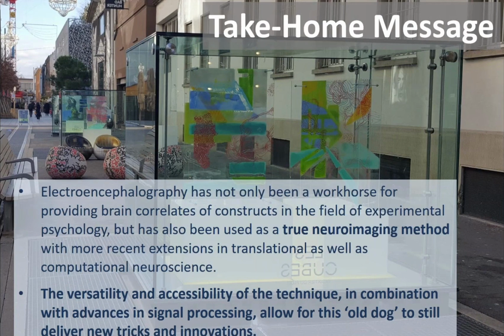So EEG has been a workhorse in neuroscience for nearly a century, excuse me, that has provided us with brain correlates and constructs in experimental psychology. It's also a true neuroimaging technique. It can be translated and applied not only in animal models, but also in computational and in silico models. This versatility and accessibility, in combination with signal processing advances, allow for this old dog to still deliver new tricks and innovations.